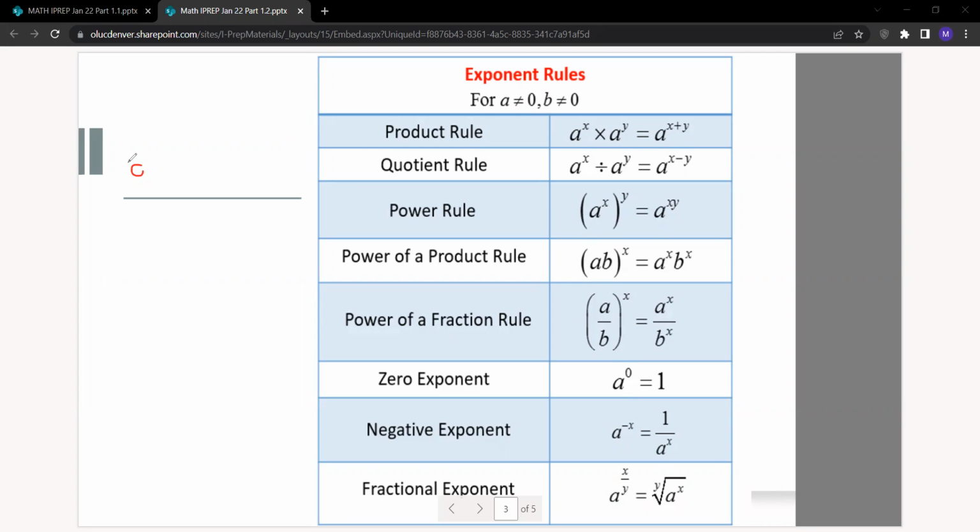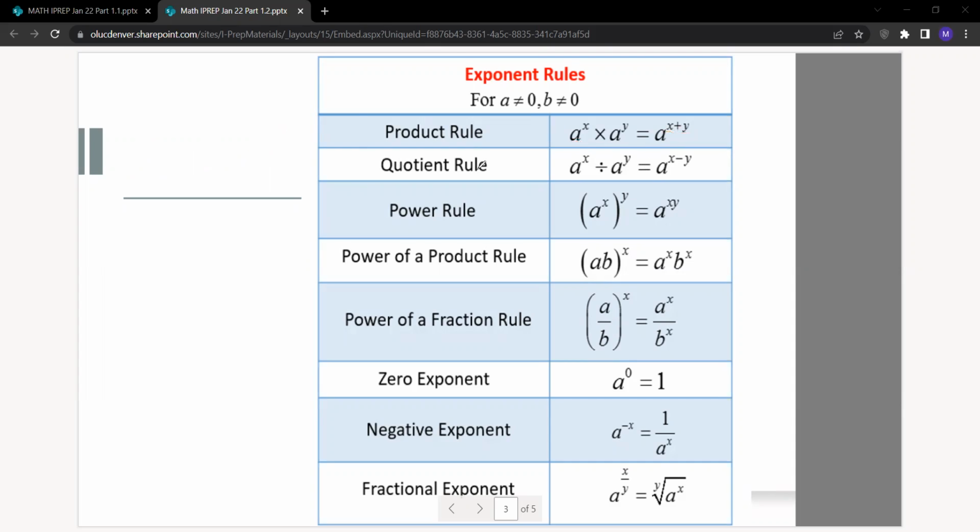Let's use 3. So we have 3 squared times 3 to the 4th. We would use our product rule, right? We see they're both 3, so that matches. So we have our x and our y values. All we have to do is just add those up for our answer. So 2 plus 4 is equal to 6. So this is 3 to the 6th. So that is the product rule.